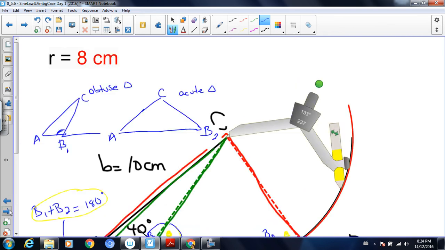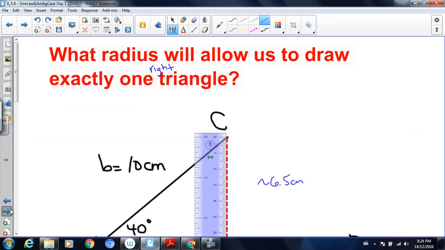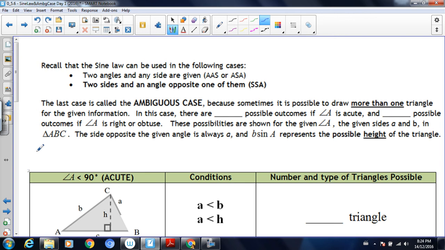Let's move on. So now we're gonna move on to the next page for you guys. Remember, the sine law is used in the following cases.